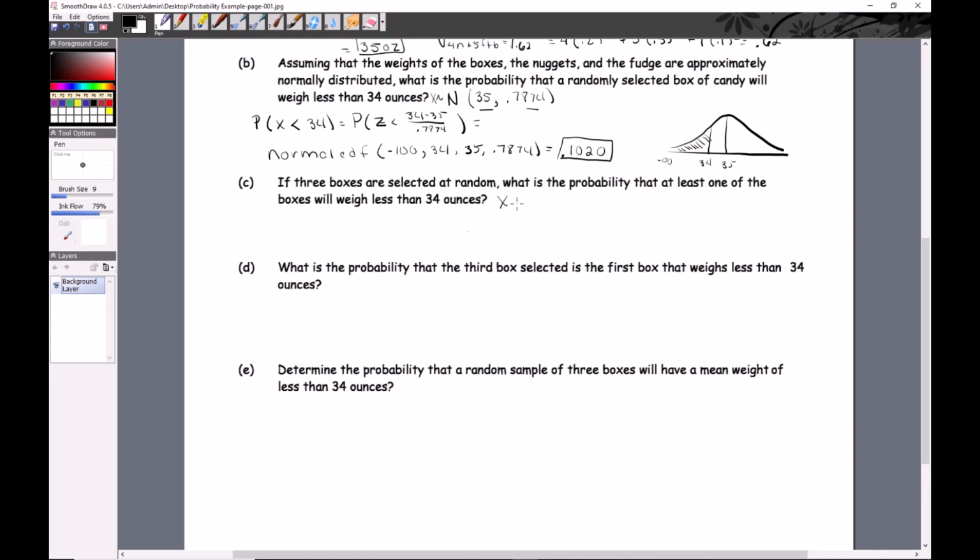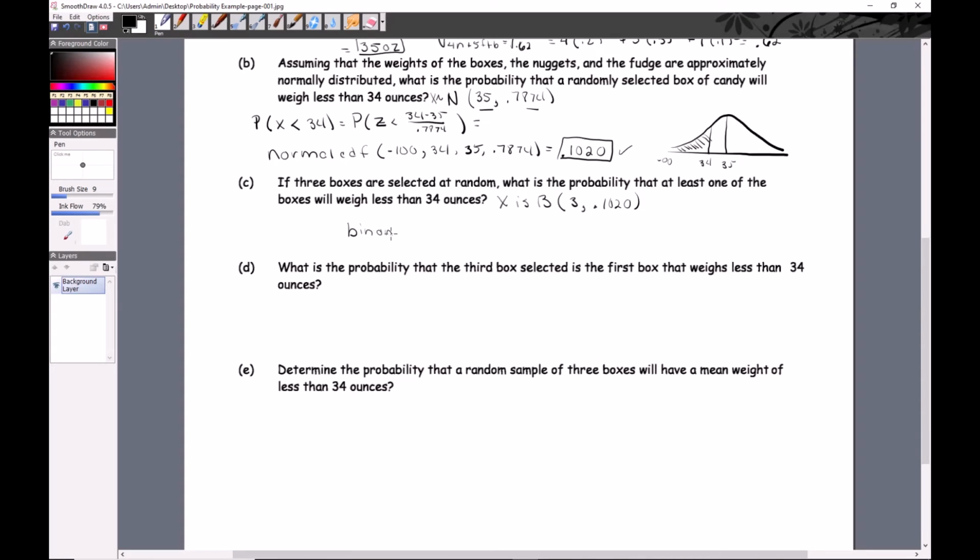And wow, that sounds binomial, okay? So X is binomial with n equals 3 and probability of success, which came from here, of 0.1020. So you can see the linkage here, that if you mess up along the way, it travels down the problem with you. And so at least one, we could do 1 minus the probability of none if you want, but I'm just going to do a binomial CDF.